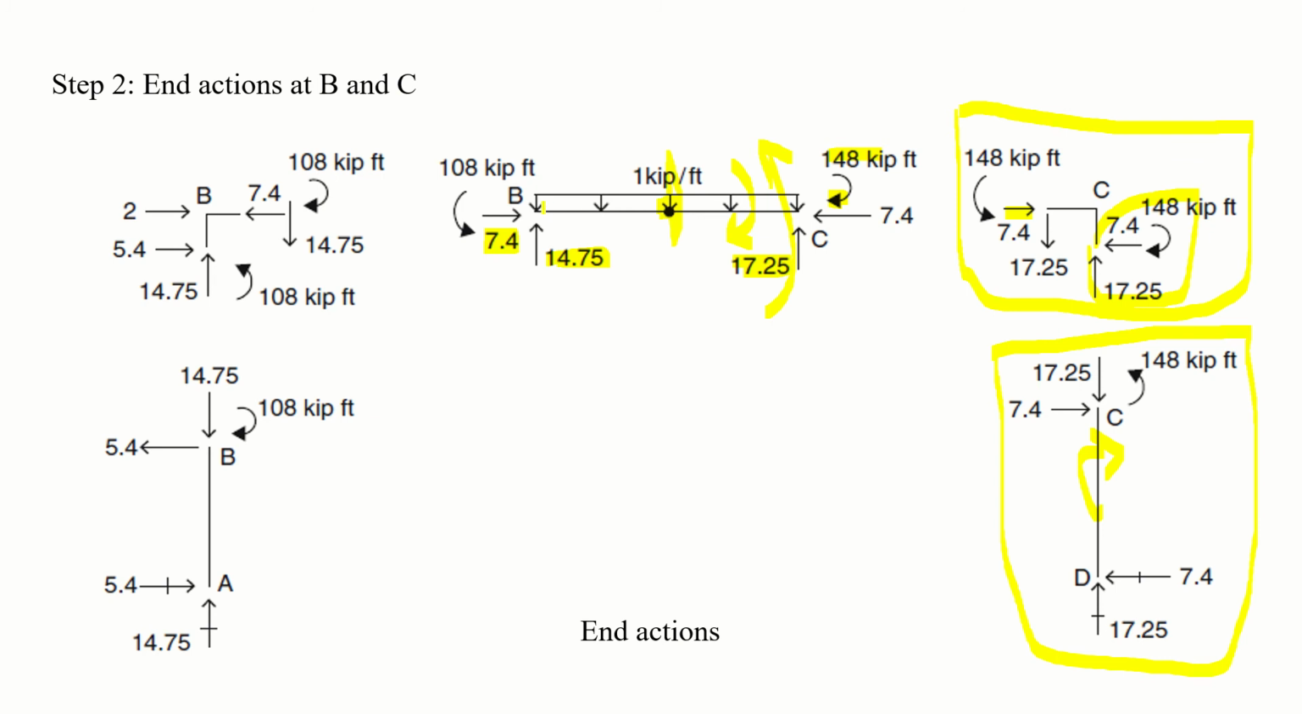Now, coming further to point B, there is only one force, that is this UDL, 1 into 16 into 8. So there is a 108 kip-feet bending moment that is acting in the, which direction? Clockwise direction. Okay, so in order to resist this bending moment, there is an anti-clockwise bending moment that is acting at point B. So now you have satisfied the equilibrium conditions at this point.